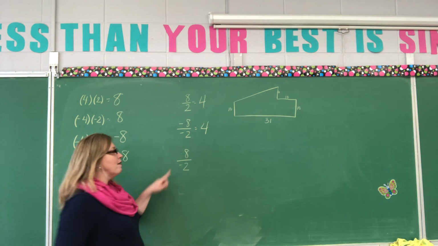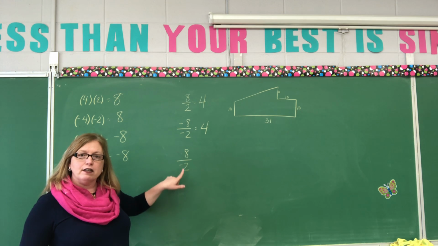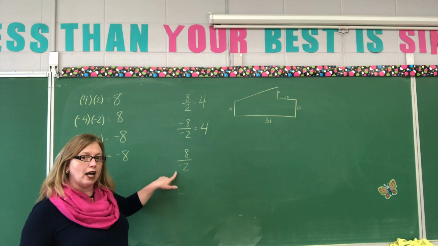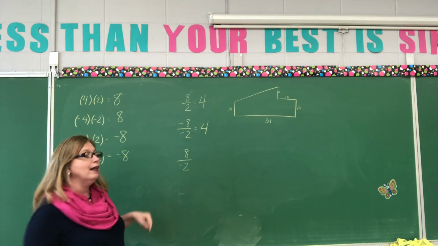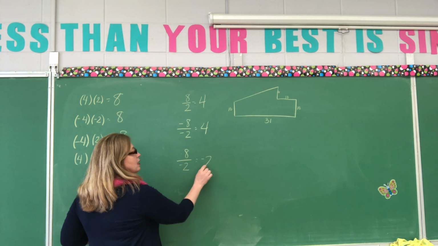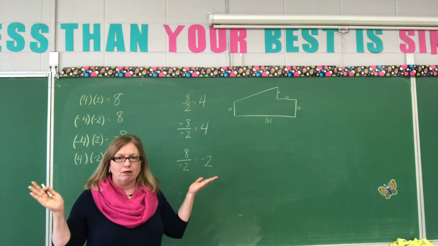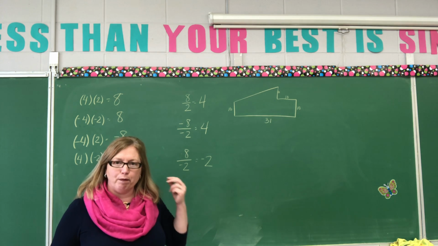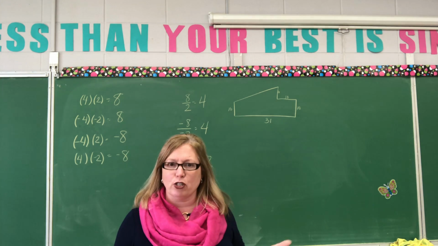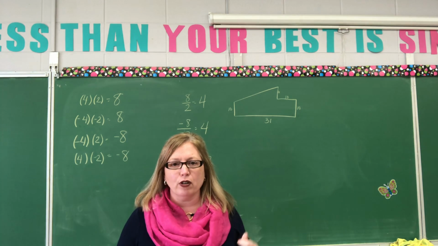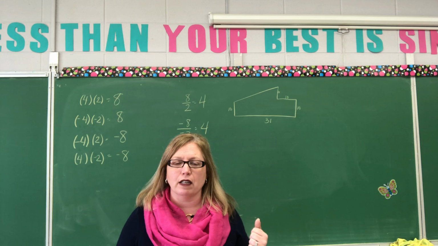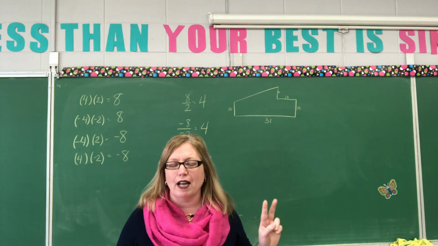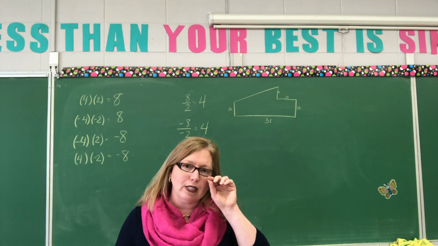Okay? Then I have a positive 8 divided by a negative 2. I have 1 positive and 1 negative sign, so my answer is going to be negative. So my answer is negative 2. That's it. That's the whole thing, guys. If both signs are positive, the answer is positive. If both signs are negative, the answer is positive. If the signs are the same, the answer is positive. If the signs are different, then the answer is negative.